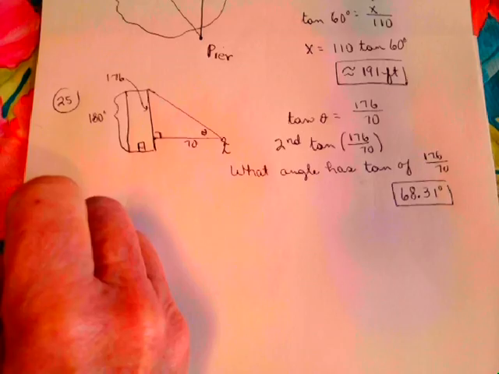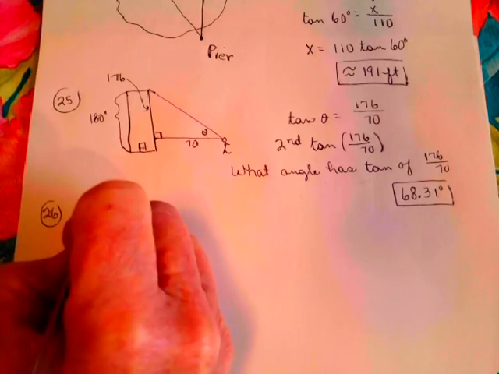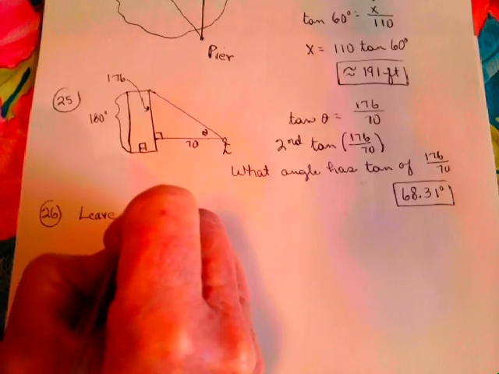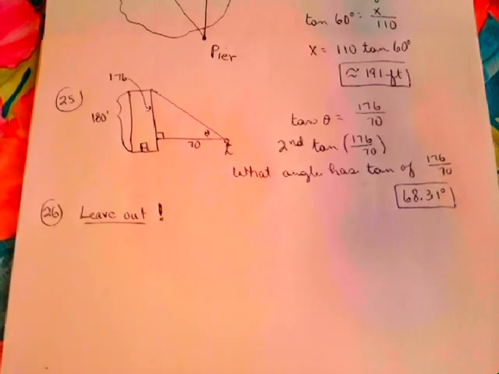Number 26. I said we're just going to leave this out. If there's one on the test like this, I will just throw it out because we didn't talk much about that.